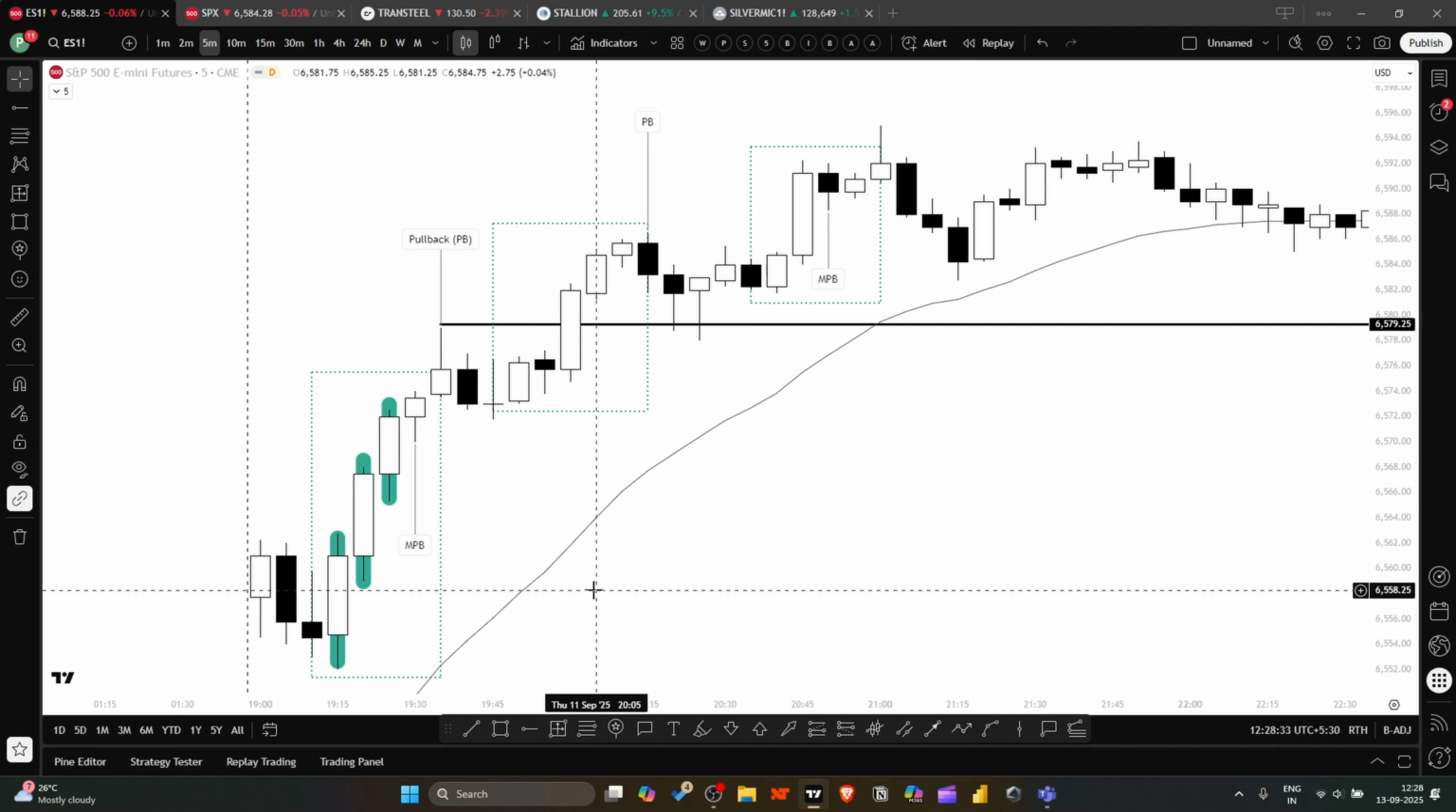Now retracement count is how many resumption attempts there were. Sorry, resumption count means how many resumption attempts there were. First resumption attempt, second resumption attempt, third resumption attempt, fourth resumption attempt, and so on. Now what is a micro channel? A micro channel is the strongest breakout phase.